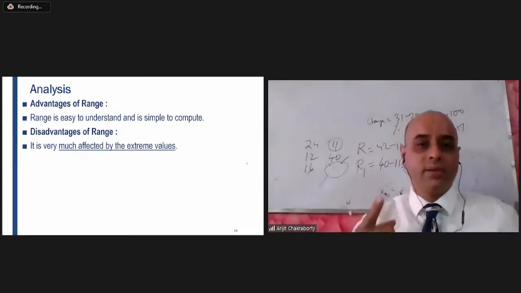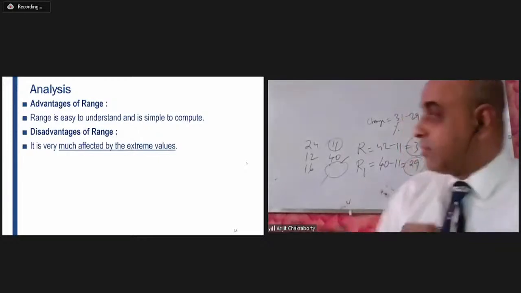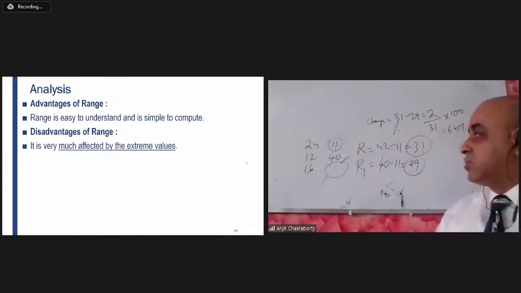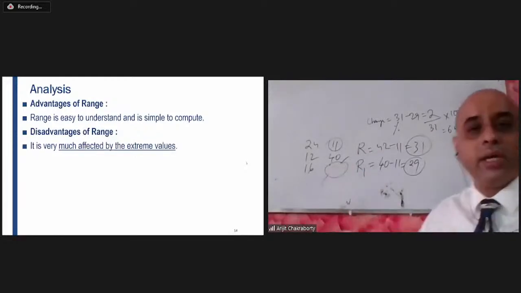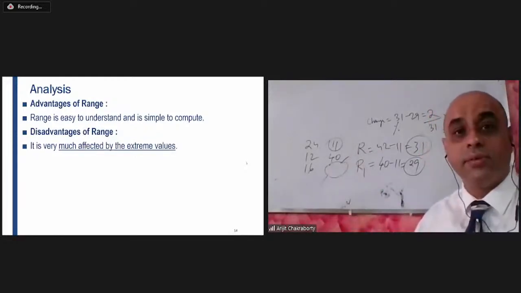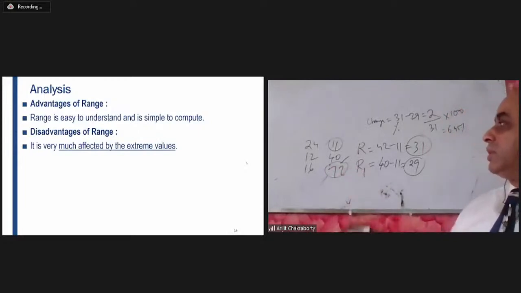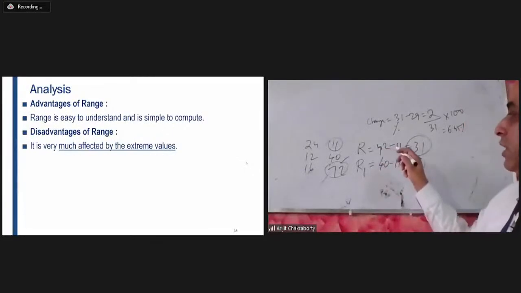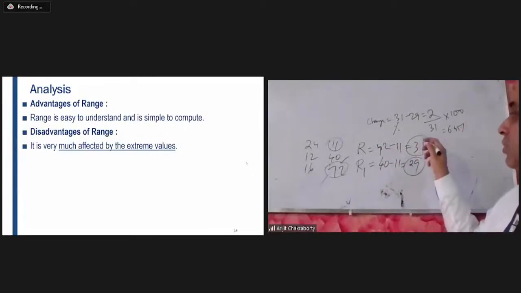If there is one extreme value, instead of, say, here the range was 31. Now, instead of 42, if the marks is very high, say somebody has got 72, the moment it becomes 72, you can see the range will become 72 minus 11. It will shoot up, it will become 61.